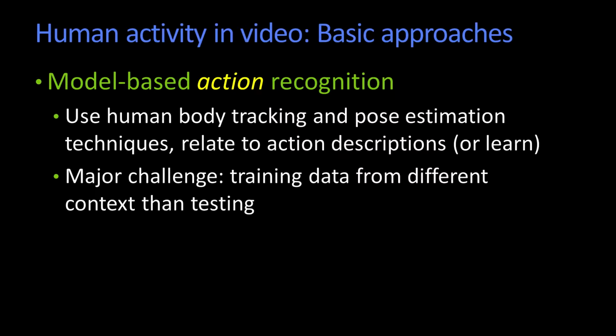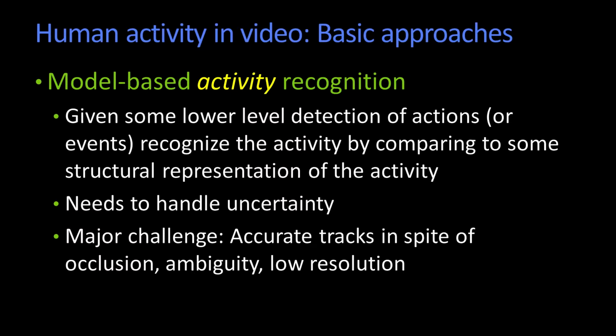These problems tend to be pretty easy if I have training data from the place and the camera in which I want to do the recognition, and are much more difficult if the training data come from a different source. Model-based activity recognition basically assumes I've got some low-level process for detecting actions, maybe probabilistically with some noise, and then what I need to do is recognize the overall activity by comparing it to some structural representation of the activity, something that defines how the different actions relate one to the other.